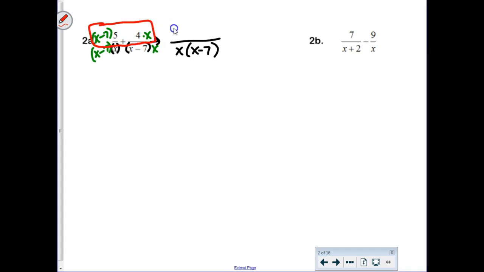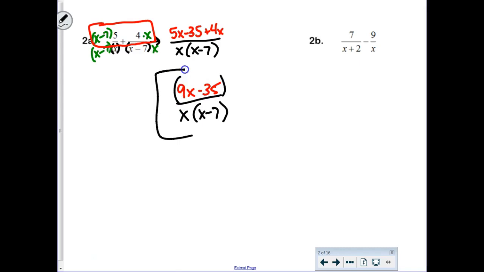So if I were to distribute the 5 times x minus 7, that would be 5x minus 35. And then plus 4x is the other part. Keep on simplifying. You get a 9x minus 35, which doesn't factor any further. So that means we're done. So no factoring, nothing's canceling. We are totally done with that question.